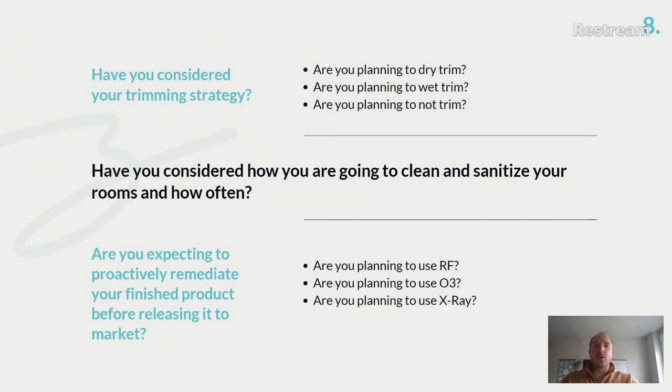Have you considered how you're going to clean and sanitize your rooms and how often? Rooms like your trim and packaging room, in my opinion, should be cleaned literally after every shift so that we can keep them as sanitary as possible. A dry room, again in my opinion, should be cleaned extensively after every crop. So once you break that dry room down and send it to trim, that dry room should be cleaned and sanitized. And going back to your flower rooms and your veg rooms, in an ideal world, you're harvesting your entire room at one time so that you can then clean your room before you add an additional crop to it.